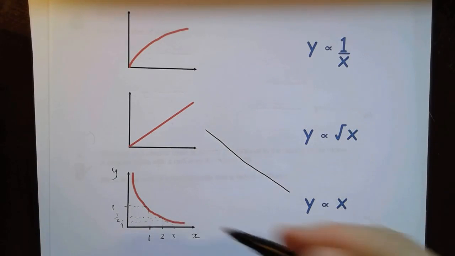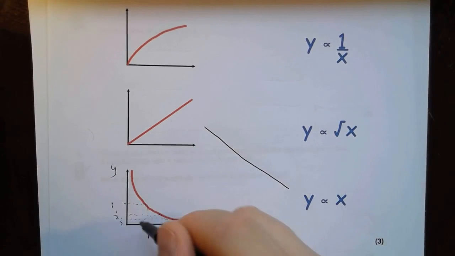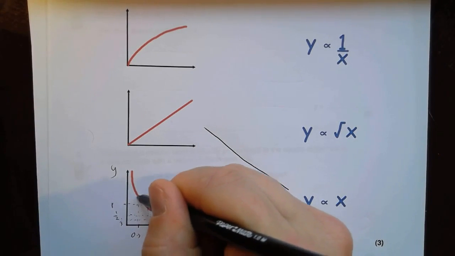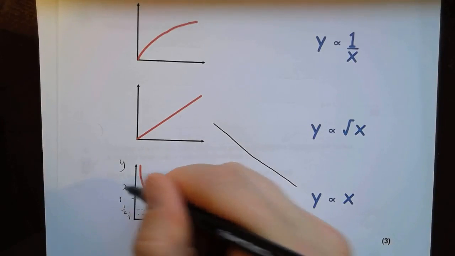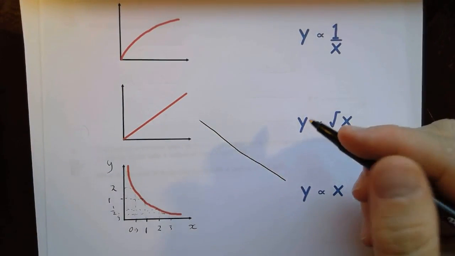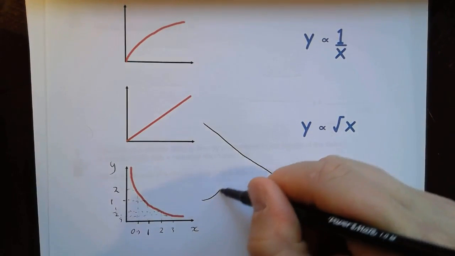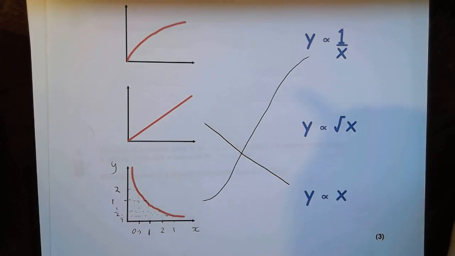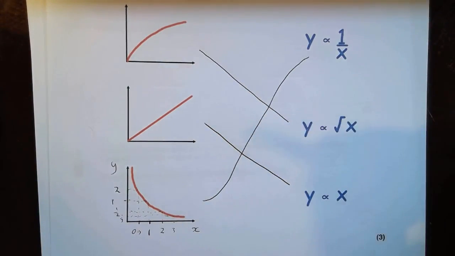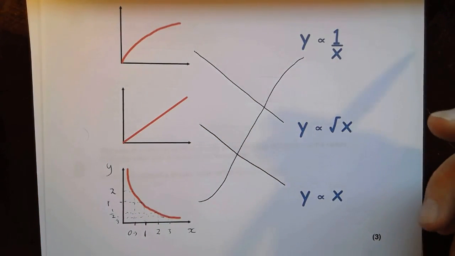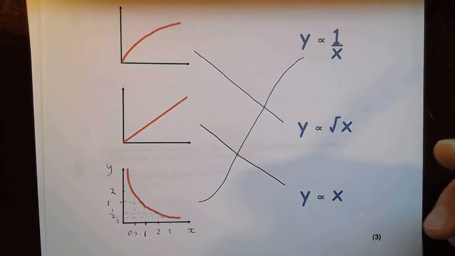And also if it was on this side, so for example, if this here was 0.5, well, 1 divided by a half is the same as 1 times 2, so that would be 2. So I can definitely see, and hopefully I've explained why, that matches to this one. And this one matches to this, y is proportional to the square root of x.